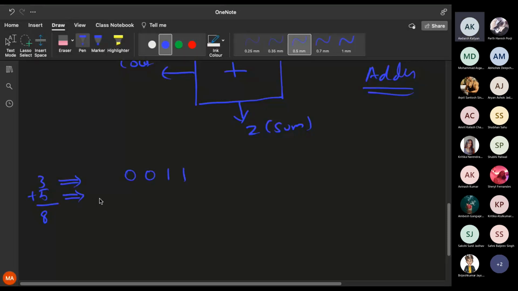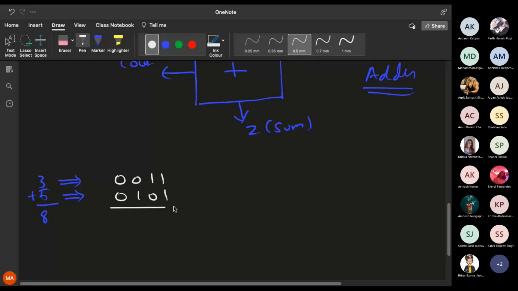Should I change the pen color? Take white, sir. 5 is 101 because we have that range and it is the upper limit. So 3 can be written down as 0 0 1 1, and 5 can be written down as 0 1 0 1. Correct?